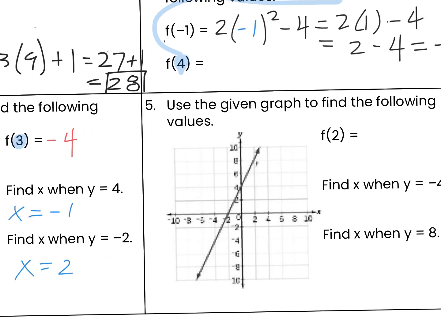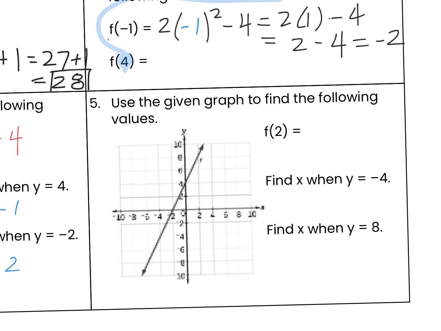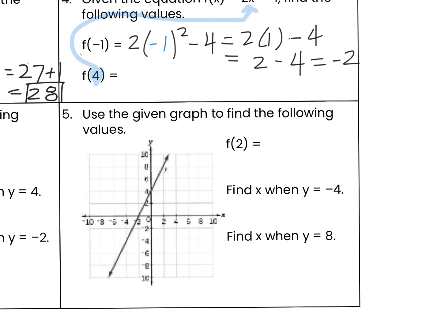So moving over to number 5 on the right over here, use the given graph to find the following. Again, f of 2. This is where 2 is at, so I'm going to look at 2 right here. I'm going to go ahead and move up to the graph, and then I move over to the left till I hit the y-axis, and I notice that it is at 8. So this is f of 2 equals 8.